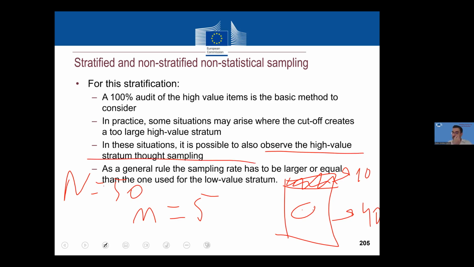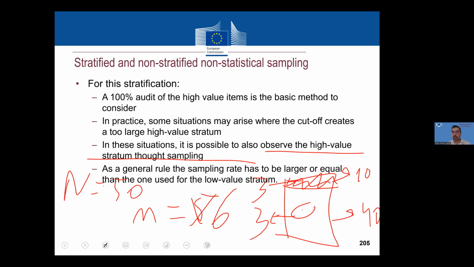So if you have a sample size of 5, maybe I would like to increase to 6. I will put 3 here and 3 here, 3 items in each stratum. The high-value items are not exhaustively observed, but it is not necessary. The only thing that we recommend you to do is that the sampling fraction in the high-value group should be larger than the sampling rate in the low-value group.